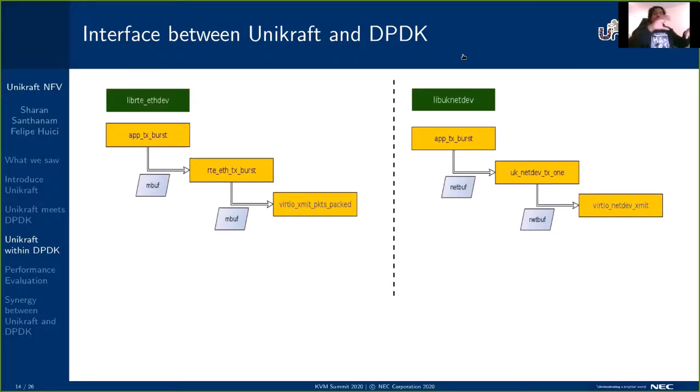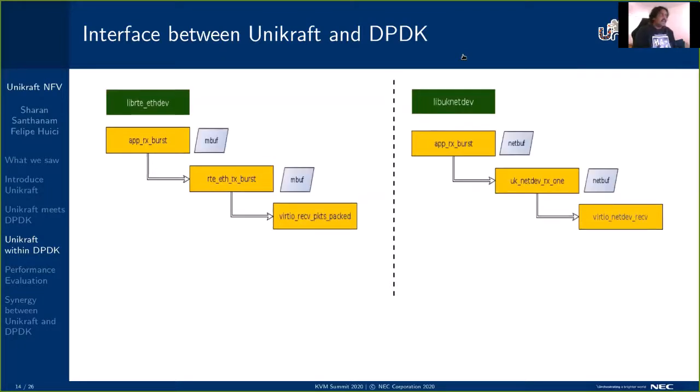So we needed a way to mangle from one data structure to another. There is a similar diagram for the RX part of it. I'll skip this part.